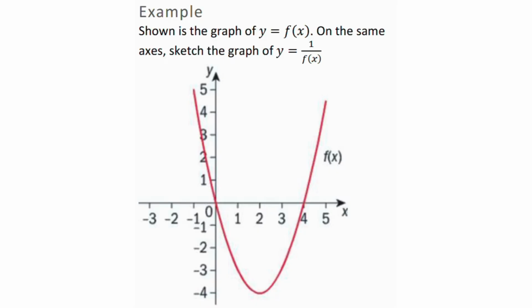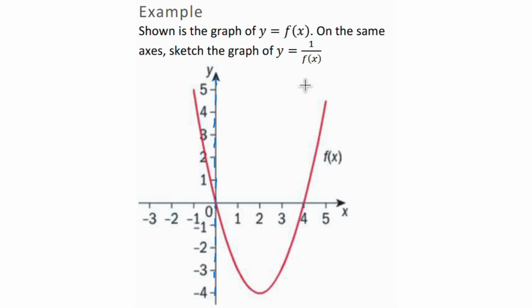Shown is the graph of y equals f of x. On the same axis, sketch the graph of 1 over f of x, so the reciprocal. So we start off by looking at where there are roots on the original function, means we're going to have asymptotes on the reciprocal. And the reason for that is because if f of x is equal to 0, when we do 1 divided by 0, we're going to get an asymptote.